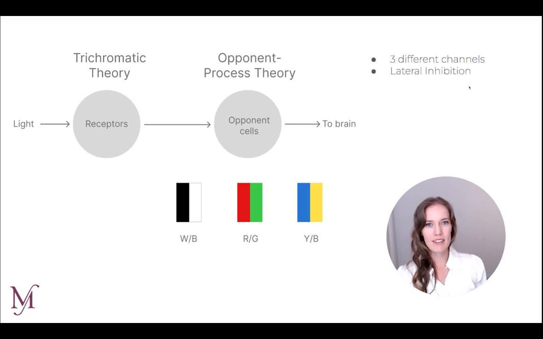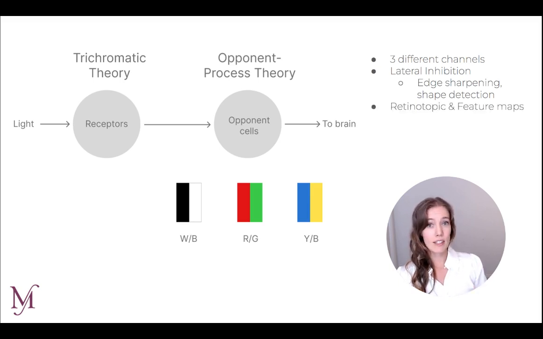So within these different channels, when, for example, you see black, the black cells are stimulated, but then the white cells are inhibited. So this process is called lateral inhibition. So it is responsible for edge sharpening and shape detection.